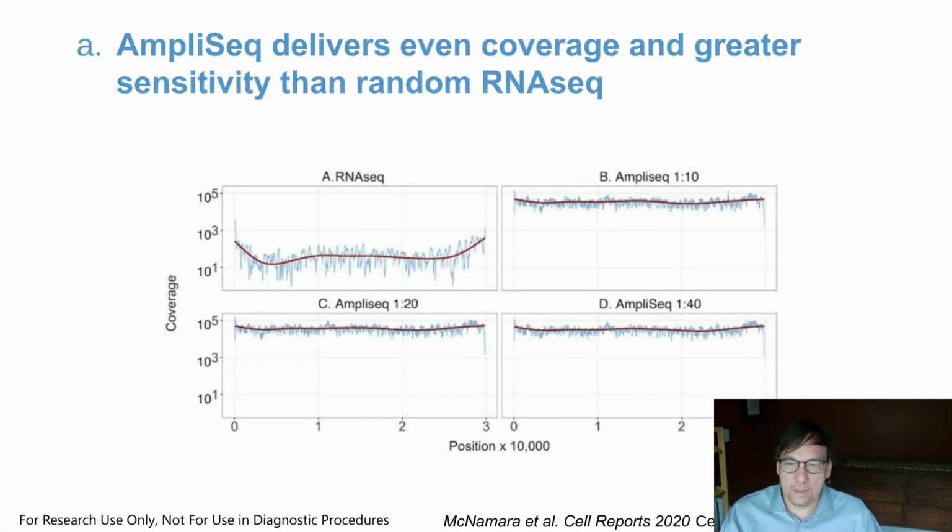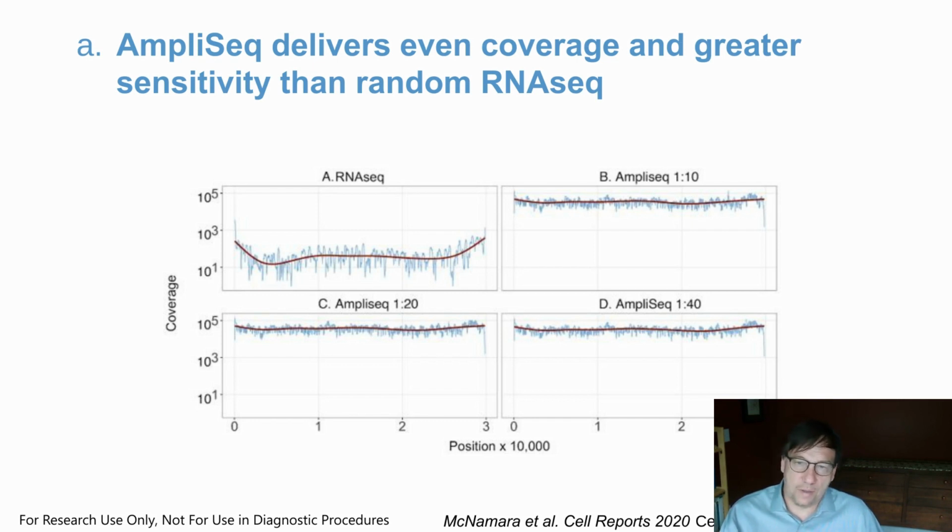This is the evidence that AmpliSeq can deliver greater coverage and more even coverage than random RNA-seq from the Cell Reports paper of 2020. The top left shows RNA-seq, and then the other panels show AmpliSeq in more and more diluted samples. And you can very simply see that there's about a 2-log improvement in coverage, given the same input.